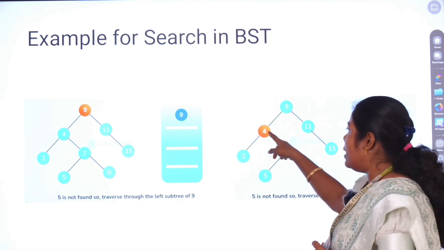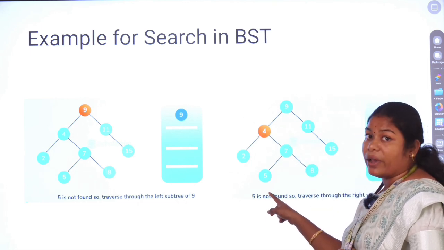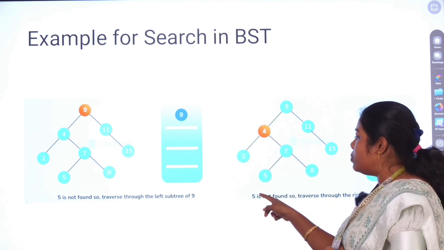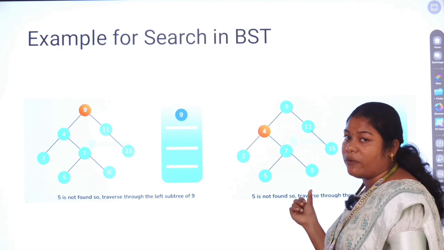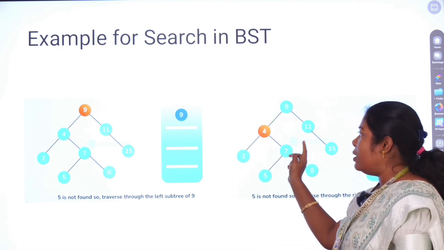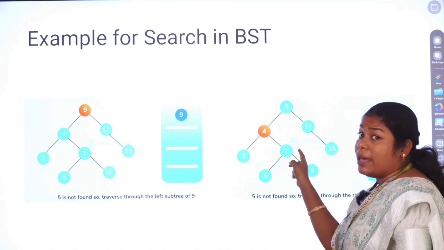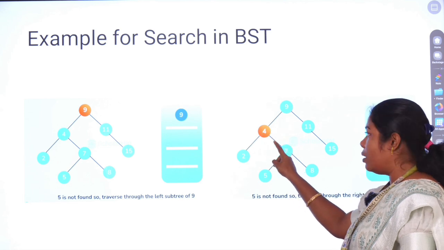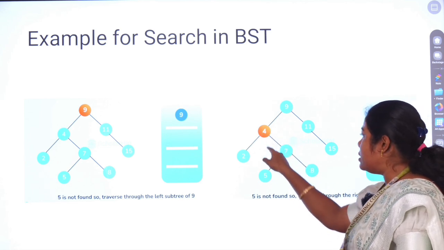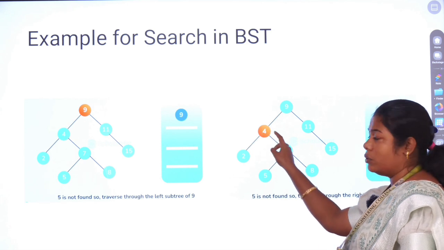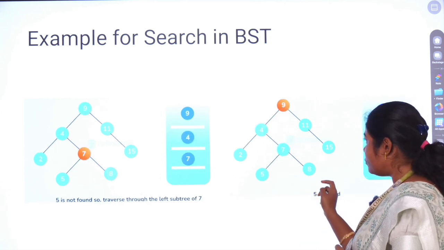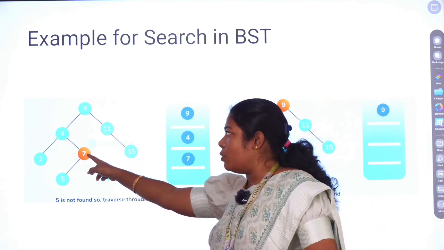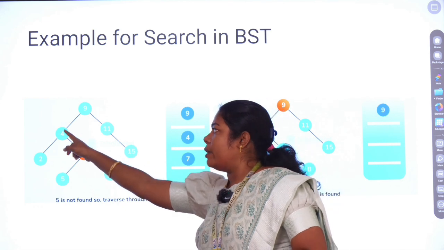From 9 to 4, I will compare my searching element 5 with 4. I will compare both elements, and see which one is greater. My searching element 5 is greater, so I will be traversing to the right subtree of node 4. Next, I'll traverse to the right subtree of node 4, I mean this parent.